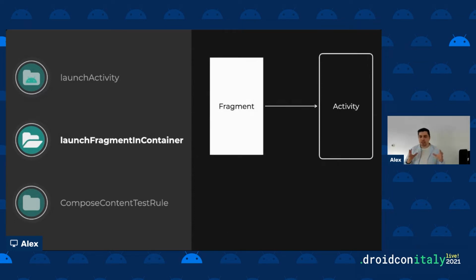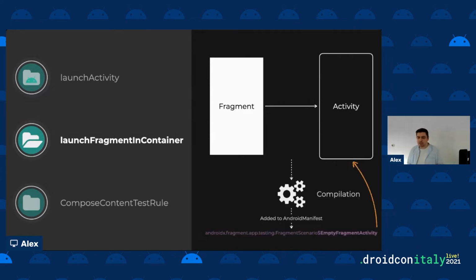We know that activity is the entry point for our Android application. And what we really want is to run our activity. What this framework does is that during compilation, this dependency adds an empty fragment activity to your Android manifest. And when you use launchFragmentInContainer, under the hood you will run the empty fragment activity with the required fragment.